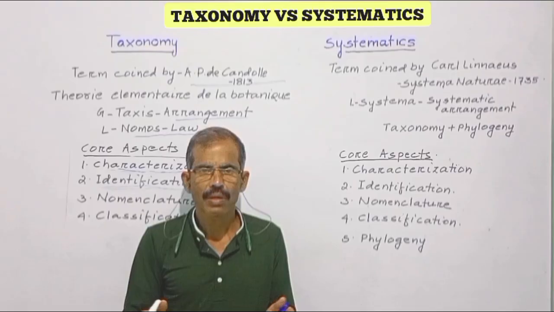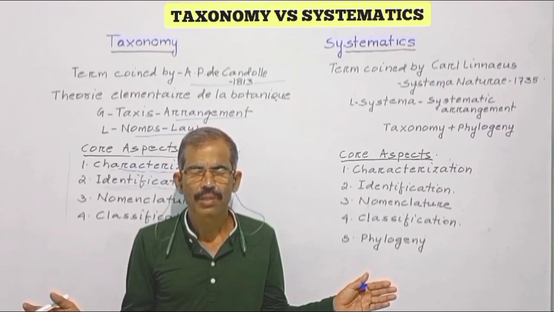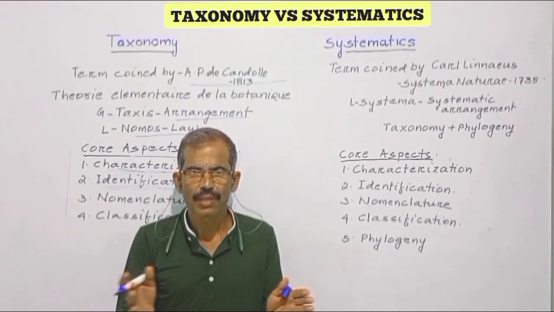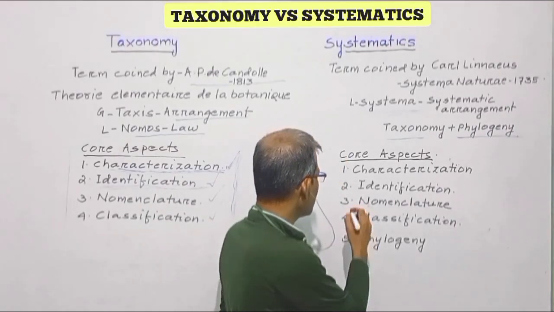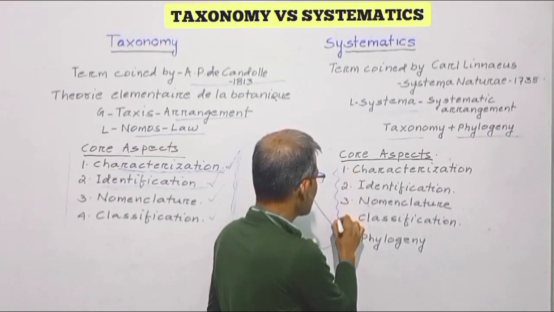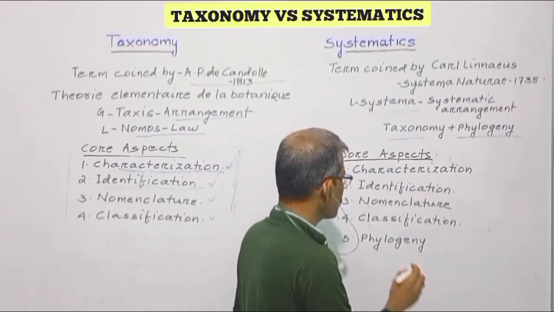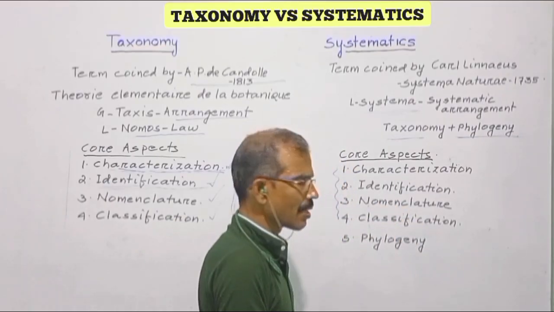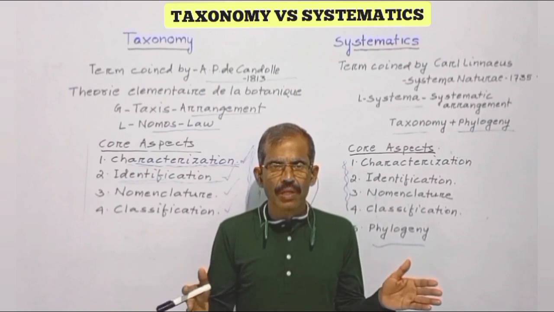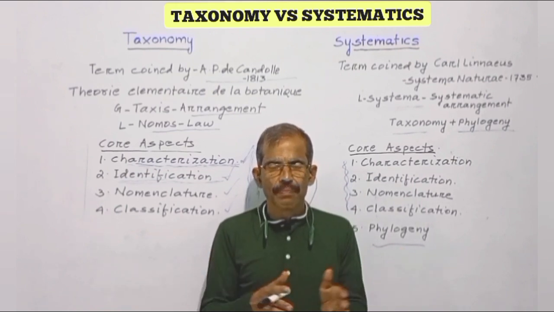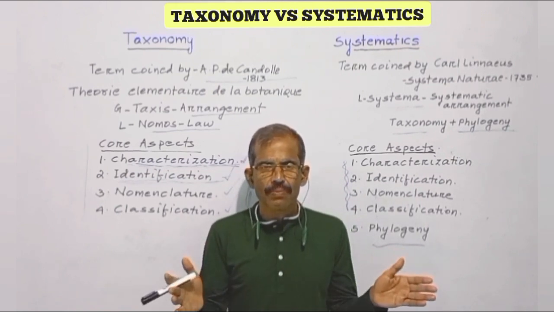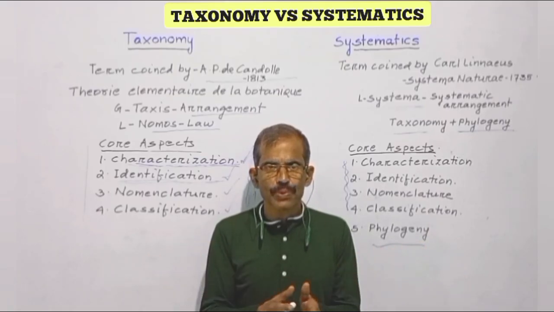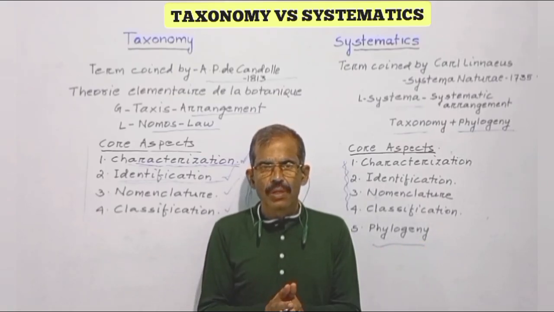Systematics is a broader discipline of biology that includes taxonomy plus phylogeny. Previously, we have already discussed the core aspects such as characterization, identification, nomenclature, and classification. Now the question is, what is phylogeny? It is the study of evolutionary history and relationship among groups of organisms.